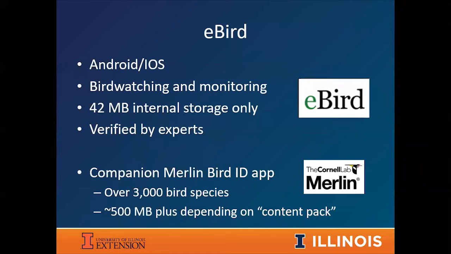And a companion to eBird is the Merlin Bird ID app, which is a huge resource and documents over 3,000 different bird species. If you're looking for a bird guide, that is one that you might consider, but that is a very data heavy app as well. So about 500 megabytes. So that's almost half a gig of data.